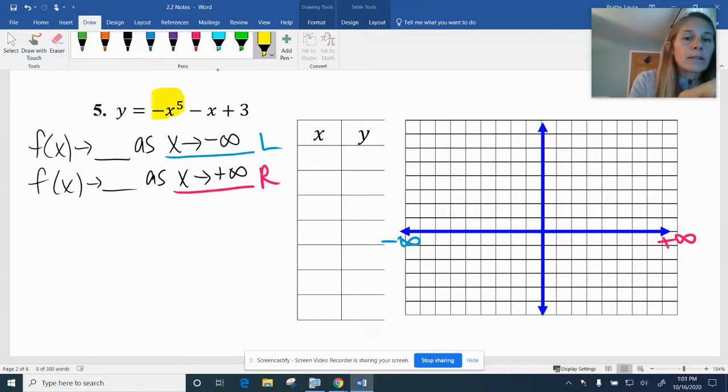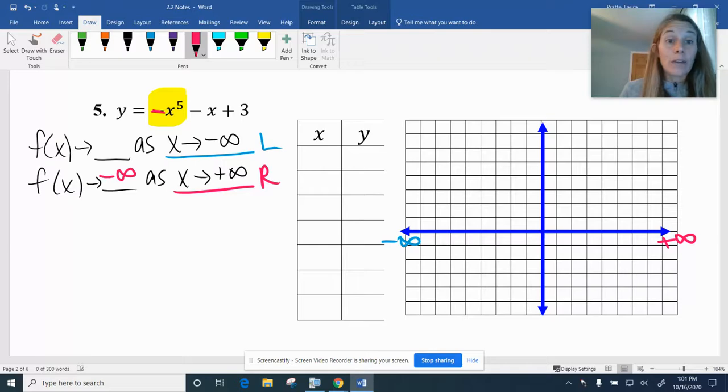We're going to look at this lead term here and determine what is the right side doing, what is the left side doing. So first we look at that lead coefficient, which is negative. That tells us the right side is going down or approaching negative infinity. Then we look at the exponent. It's odd in this case, which means the left side is going to do the opposite of the right, which would be going up or approaching positive infinity. So the left side is going to go up and the right side here is going to go down.